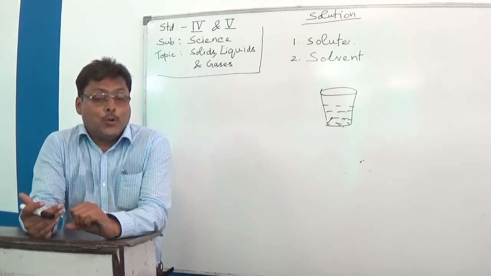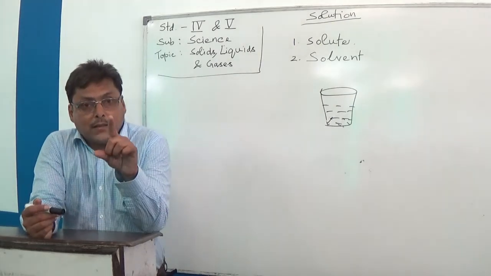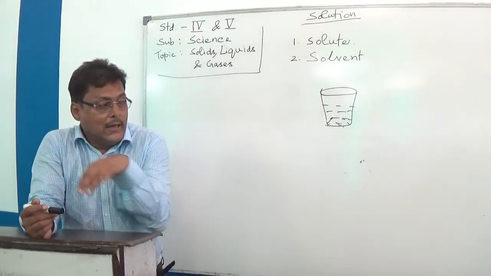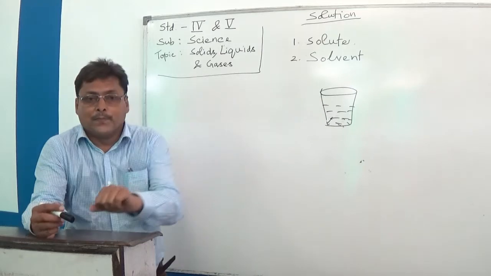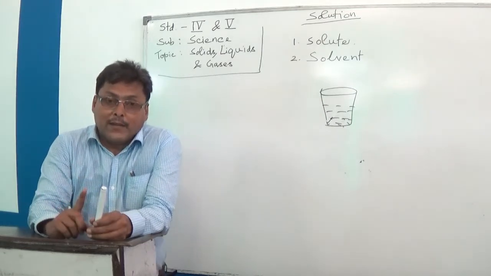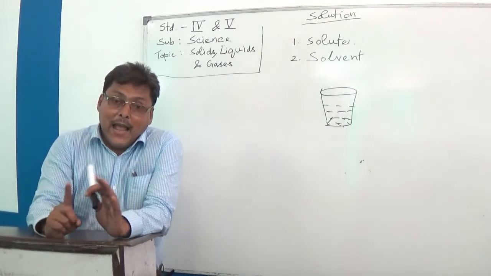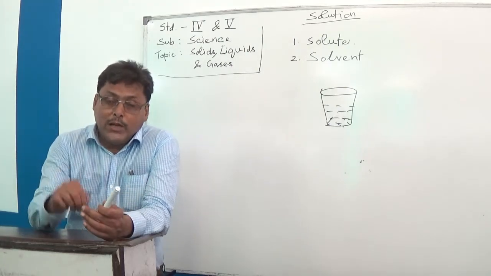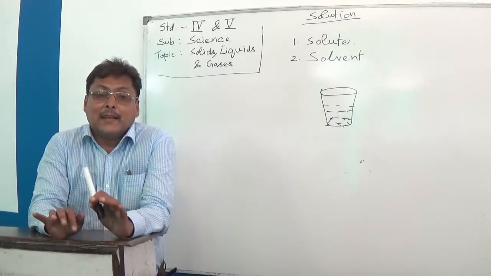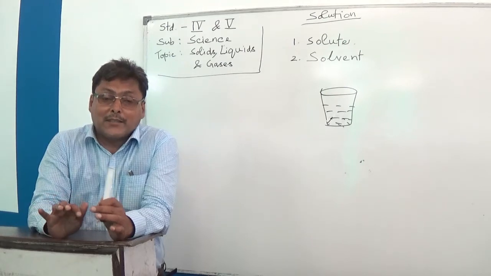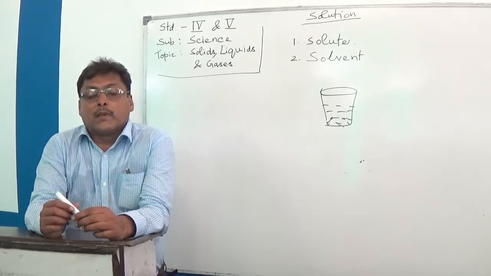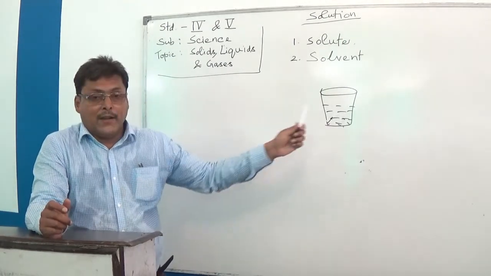Now, what is solute? Solute is the thing that has dissolved. Here sugar is the solute. And what is solvent? Solvent is that part of a solution in which something is dissolved, in which the solute has dissolved. So, water is the solvent here.